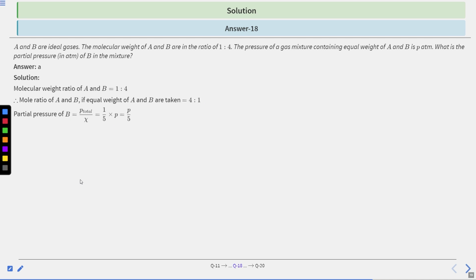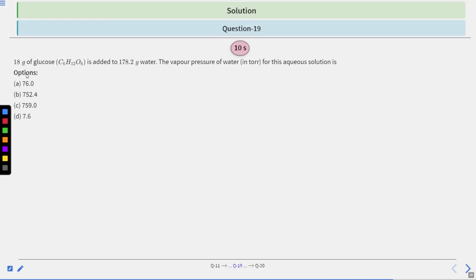Okay. Let's move to question number 19. 18 gram of glucose is added to 178.2 gram of water. The vapor pressure of water in torr for this aqueous solution is. Options are 76, 752.4, 759, and 7.6. You have 10 seconds to solve this question. After that, we will see the answer.